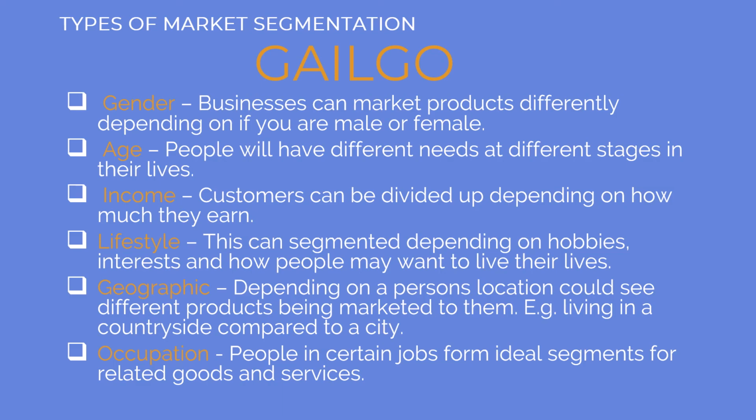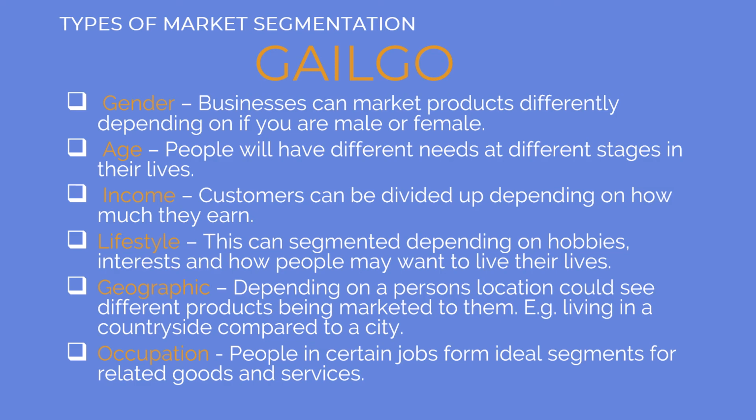Lifestyle. This is quite an important one because it kind of ignores gender and age and any stereotypes that might come along with them. It's looking at what people are interested in. So regardless of how old you are, regardless of gender or age, you could be interested in a particular hobby, and therefore you can aim your products at a particular type of person and what they're interested in.